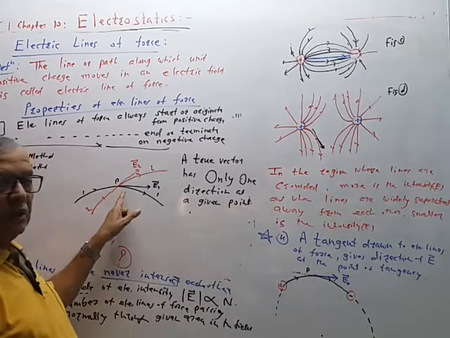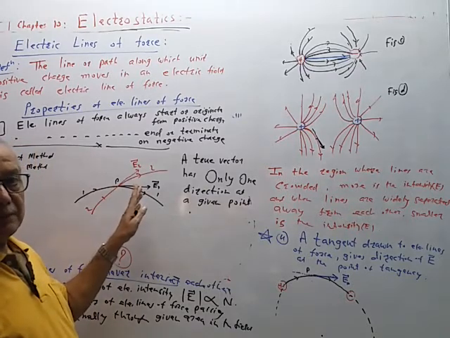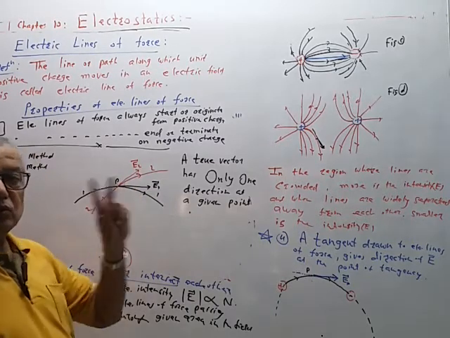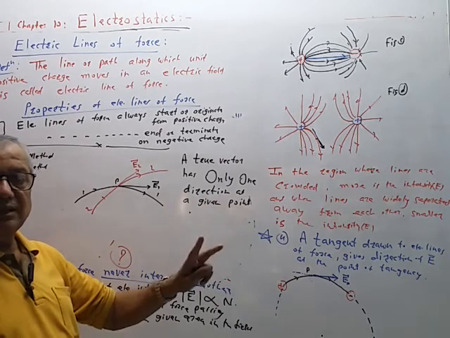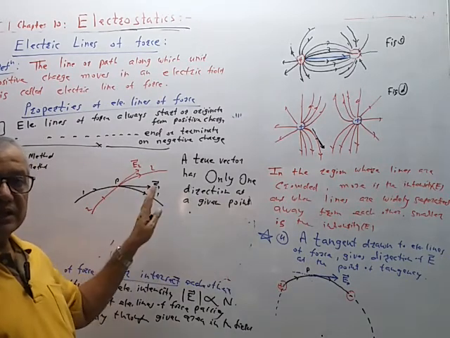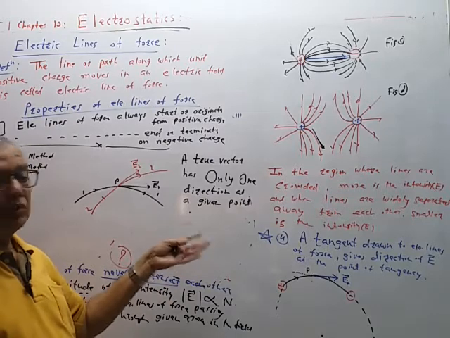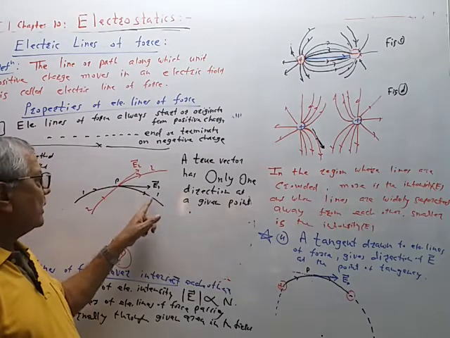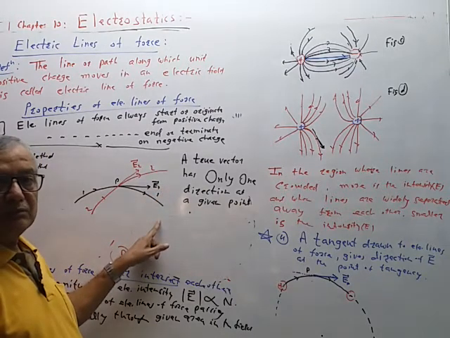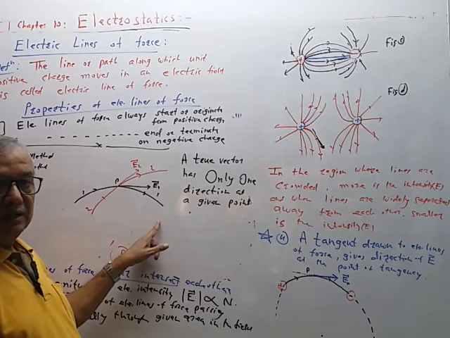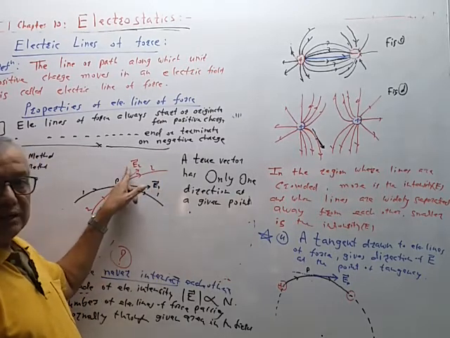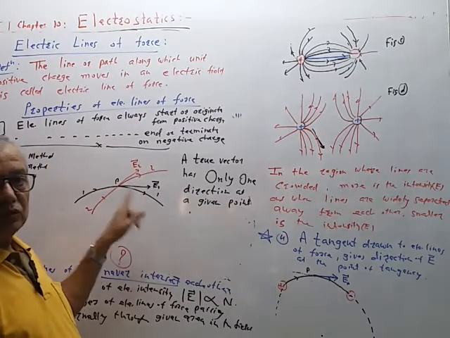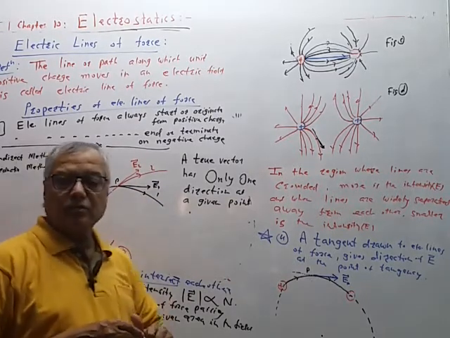Here, if the two lines of force intersect each other, then at the point of intersection P, the intensity will have two directions simultaneously. This is not possible. Otherwise, the electric intensity will not be a true vector. So if it is a true vector, a real vector, then it has only one direction. Either E1 is correct, line number 1 exists and line number 2 is wrong, or if E2 is correct, line number 2 is correct and line number 1 will not exist. So only one line of force can pass through a given point.